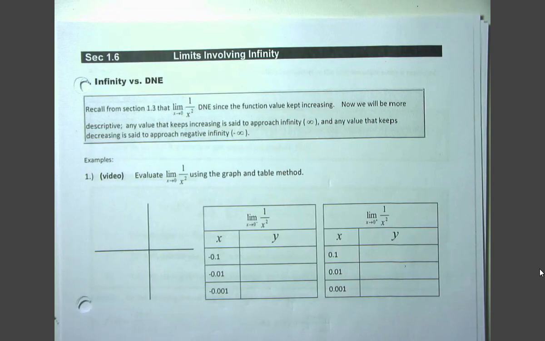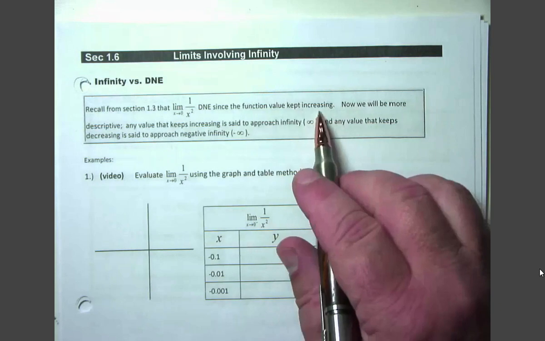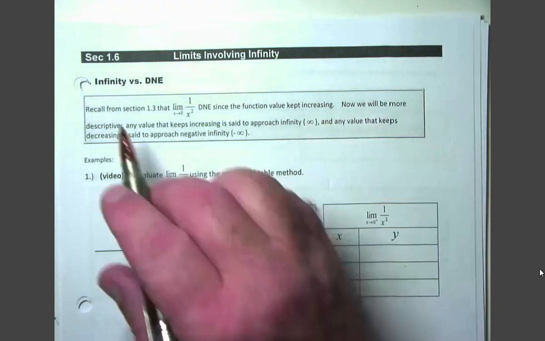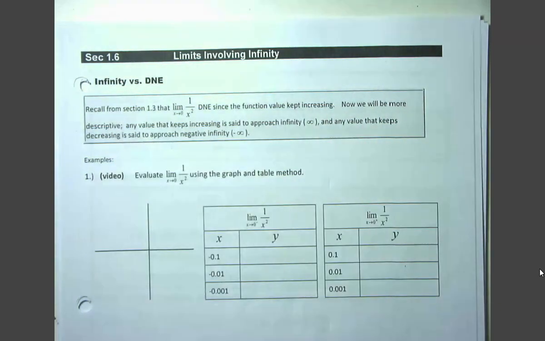But since the function kept increasing, we now want to be more descriptive about this. So any value that keeps on increasing is said to approach infinity, and any value that keeps decreasing is said to approach negative infinity. So we're redefining the limits so that we can actually have infinity and negative infinity answers.